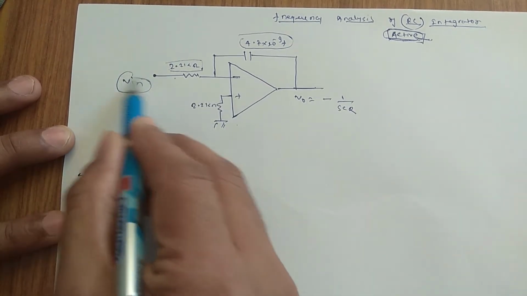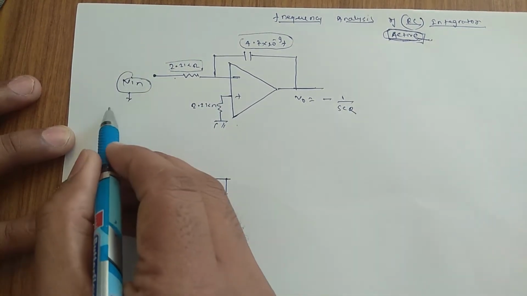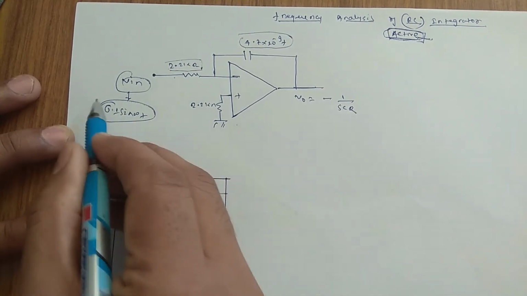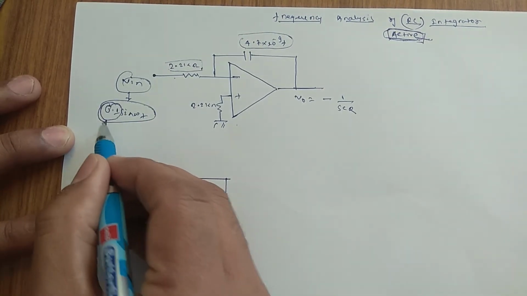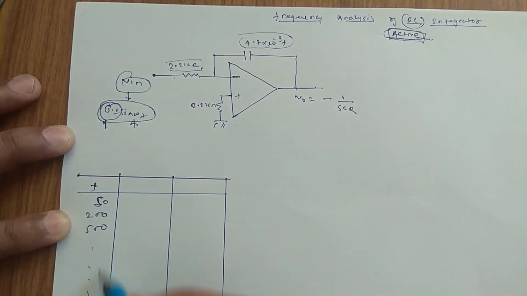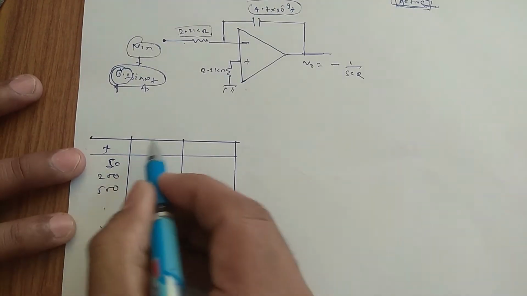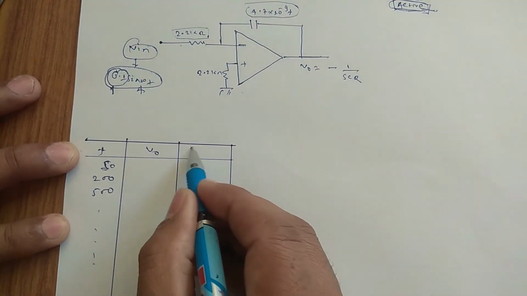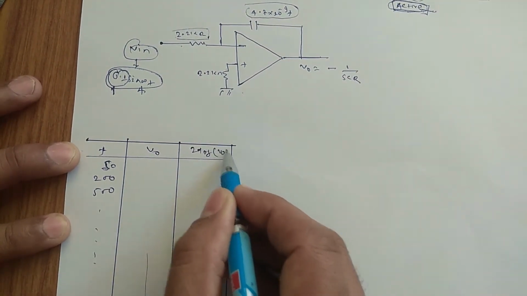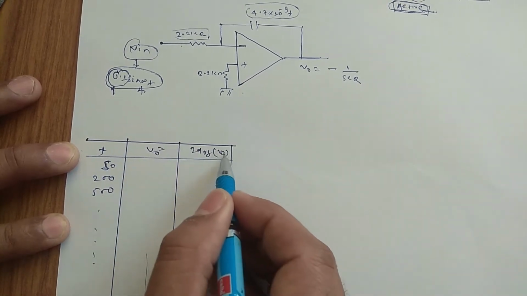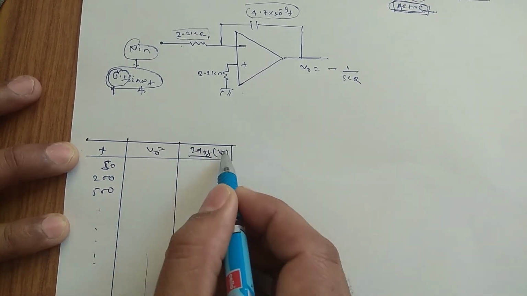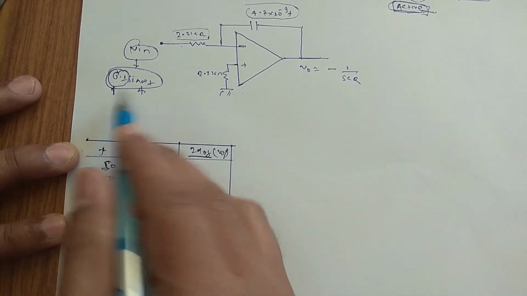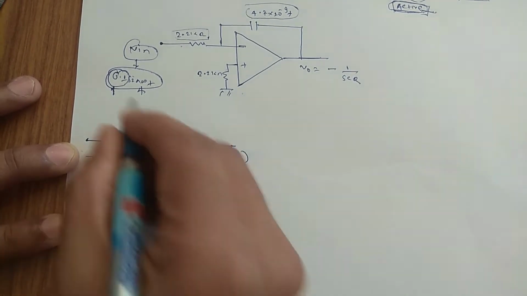Now what I am going to do is apply V input as 0.1 sin omega t. I am just going to keep the input voltage constant and change the frequency. I will change this frequency and jot down the output voltage in this column, and this column will calculate our gain. This will calculate our log scale gain, V naught by V in, which is nothing but 0.1.